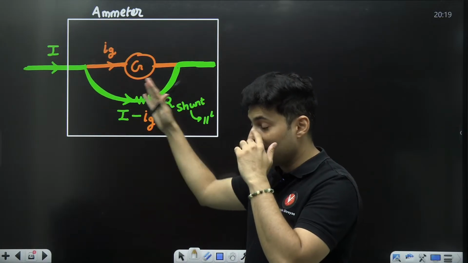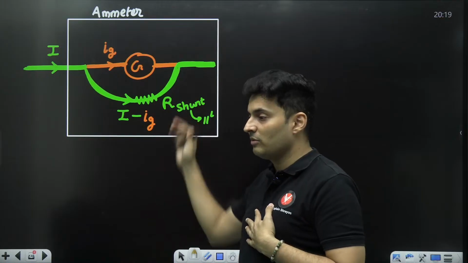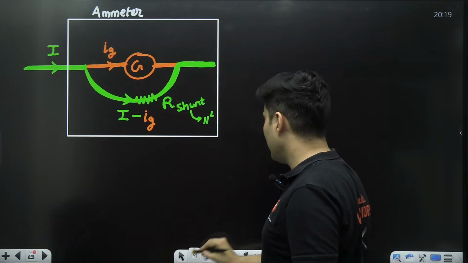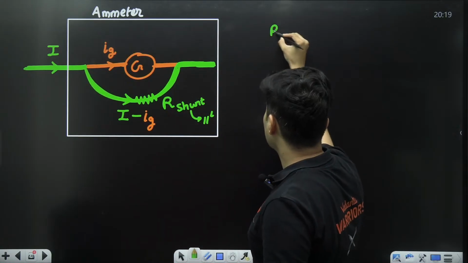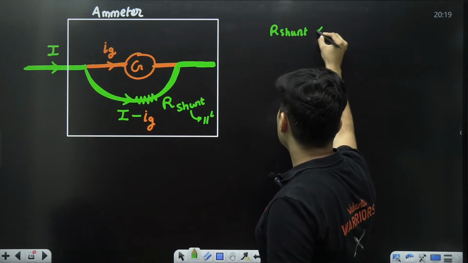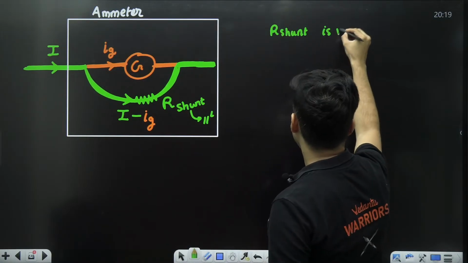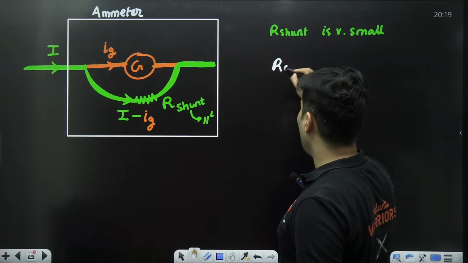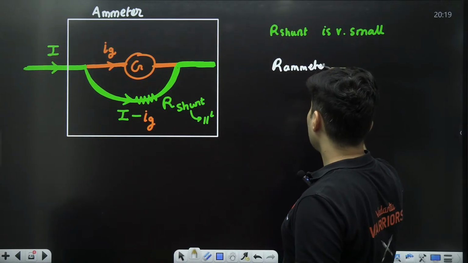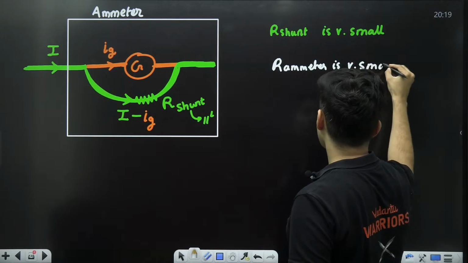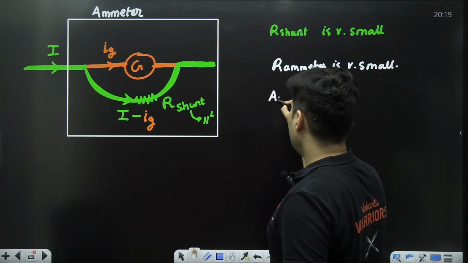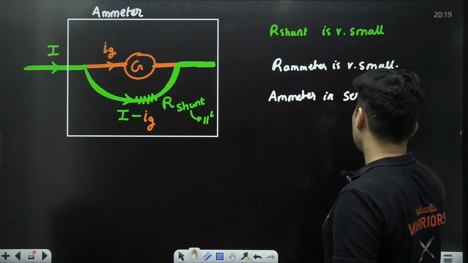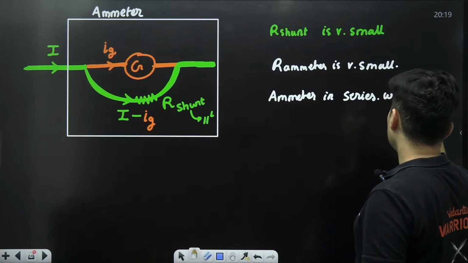because now it can measure heavy currents. It will bypass most of the current through it. Got it? Very good. Now usually the shunt has to be a very small resistance. So remember this. The shunt resistance is usually very small. Because of which, think about it, the resistance of the ammeter is also very small, and an ammeter is always connected in series with the circuit.